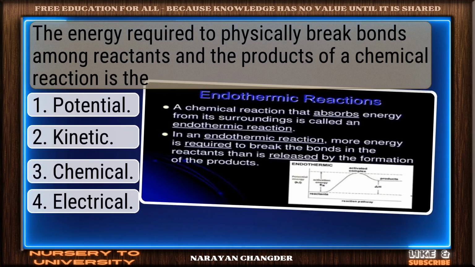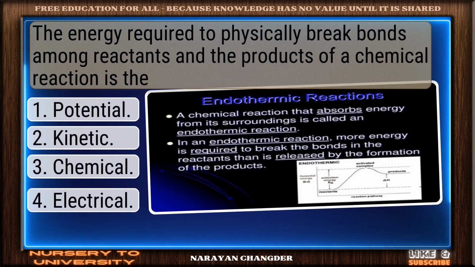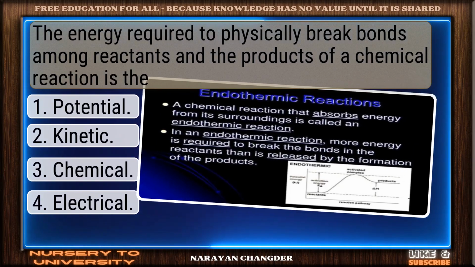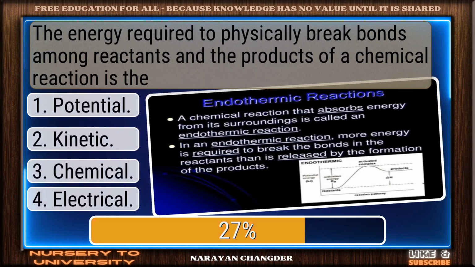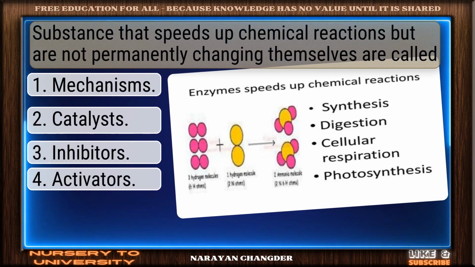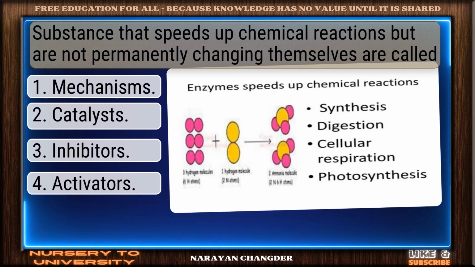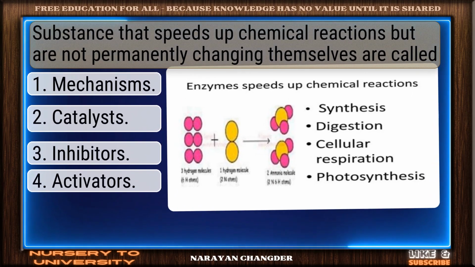The energy required to physically break bonds among reactants and the products of a chemical reaction is the Option 1, potential. Option 2, kinetic. Option 3, chemical. Option 4, electrical. Spot on, kinetic.